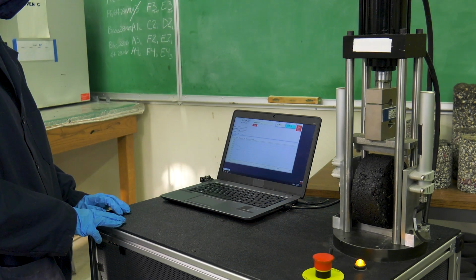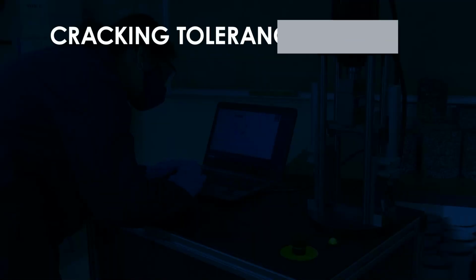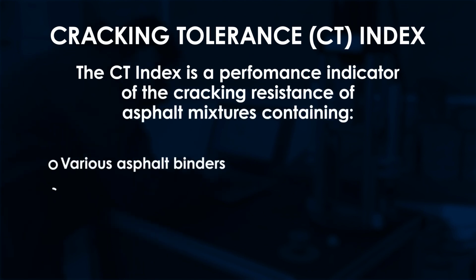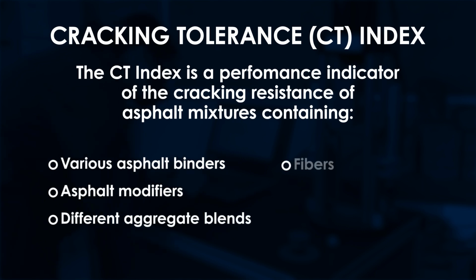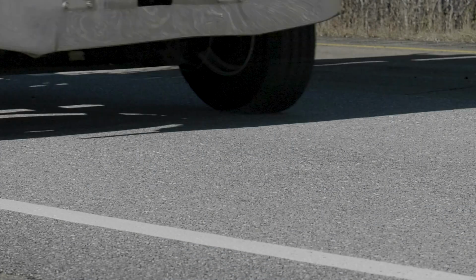For the ITCT, load is applied to a cylindrical asphalt specimen until fracture failure. This data is used to determine the asphalt's cracking tolerance index, or CT index. The CT index is an index performance indicator of cracking resistance of asphalt. Typically, the higher the CT index value, the greater the cracking resistance of the mixture.